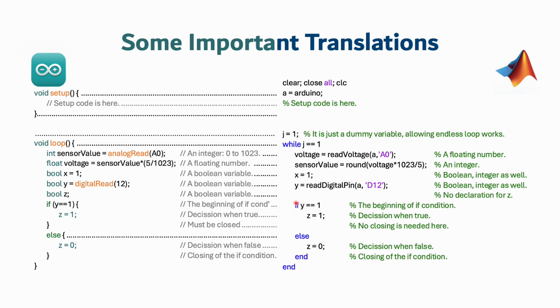The if condition is closed by end. The if is opened by this bracket and closed by this bracket. The else is opened by this bracket and closed by this bracket. In MATLAB, it is if, else, and end, without any bracket at all. This end belongs to while looping.